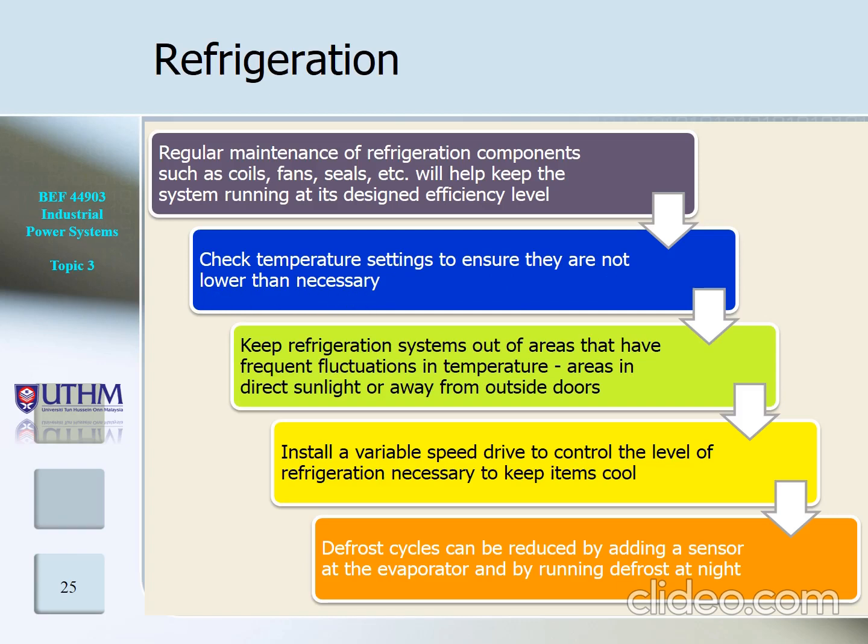Next, we have to keep the refrigeration system out of areas that have frequent temperature fluctuation, direct sunlight, or away from outside doors. And then we have to install a variable speed drive to control the level of refrigeration necessary to keep items cool. And last, defrost cycles can be reduced by adding a sensor at the evaporator and by running defrost at night.